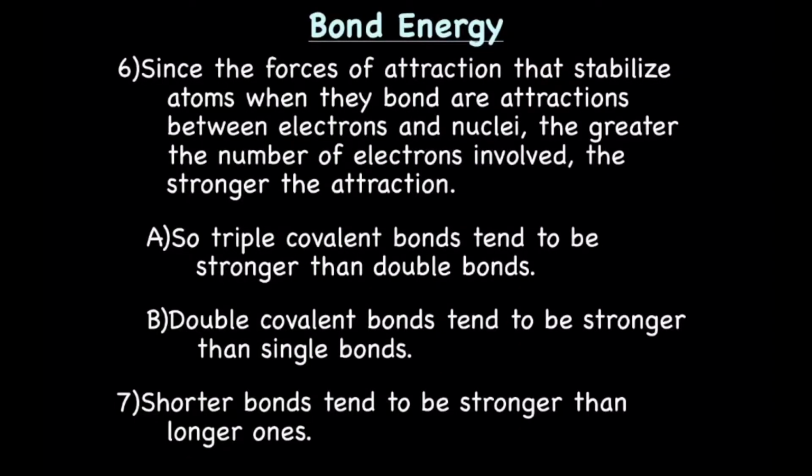So since the forces of attraction that stabilize atoms when they bond are attractions between electrons and nuclei, the greater the number of electrons involved, that's kind of important, the greater the attraction, meaning that triple bonds are stronger than double bonds, and double bonds are stronger than single bonds, and shorter bonds are usually stronger than longer bonds.